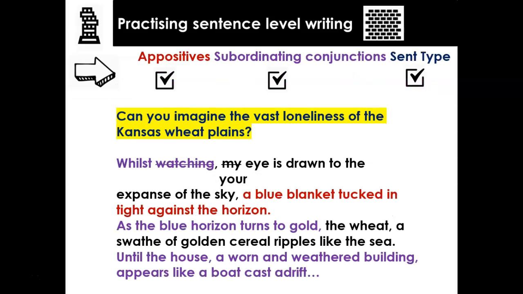So can you imagine the vast loneliness of the Kansas wheat plains? So can you questions are a cheat. I'm not saying you have to use this type of question for your writing. You have freedom to be more creative. But we've got a can you imagine the vast loneliness of the Kansas wheat plains? You could have asked, have you ever been to the Kansas wheat plains? Or, what do you think the Kansas wheat plains are like?